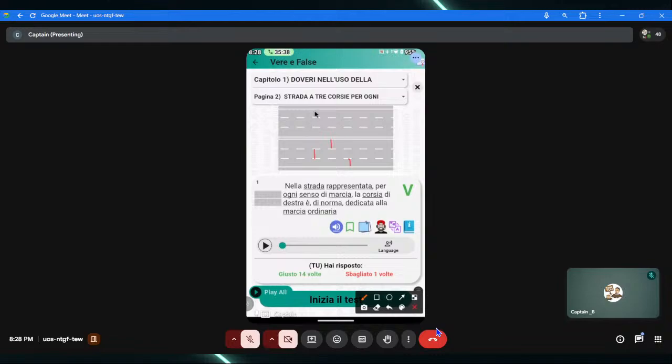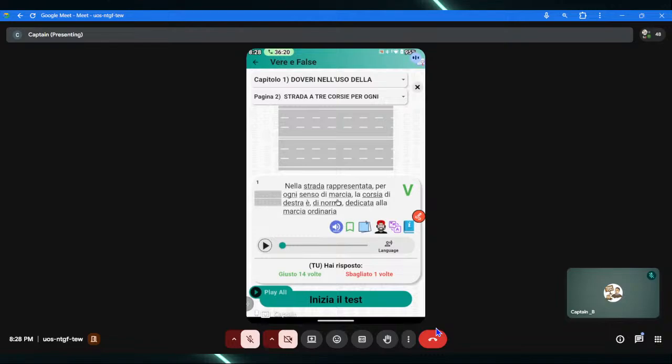Also with this one here, 1, 2, 3. If I should ask you a question, how many corsia is in this carreggiata? Let's say in this road. How many corsia? If I should count, 1, 2, 3, 4, 5, 6. So this road has 6 corsia. Uno carreggiata. 6 lanes, 1 carriageway. All right, good.